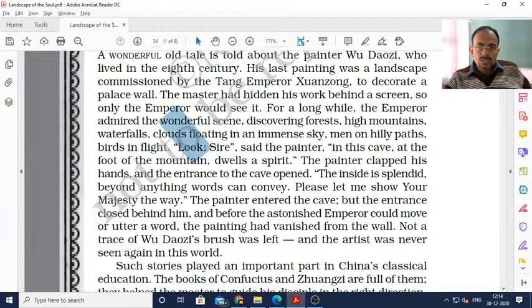"Look, sir," said the painter, "in this cave at the foot of the mountain dwells a spirit."